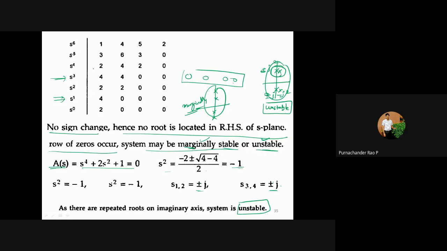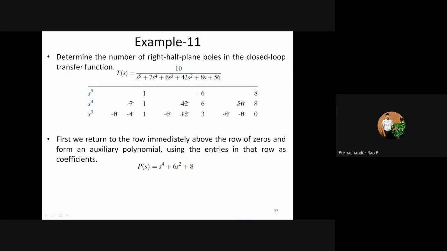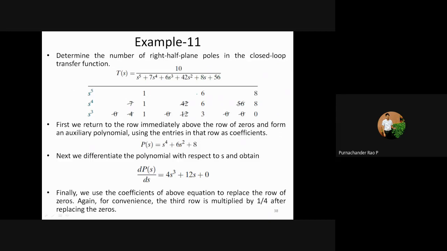If the roots are non-repeating, then the system is marginally stable. Just remember, if the roots are not repeated, then the system is marginally stable. So for this problem also, you are going to get zeros.